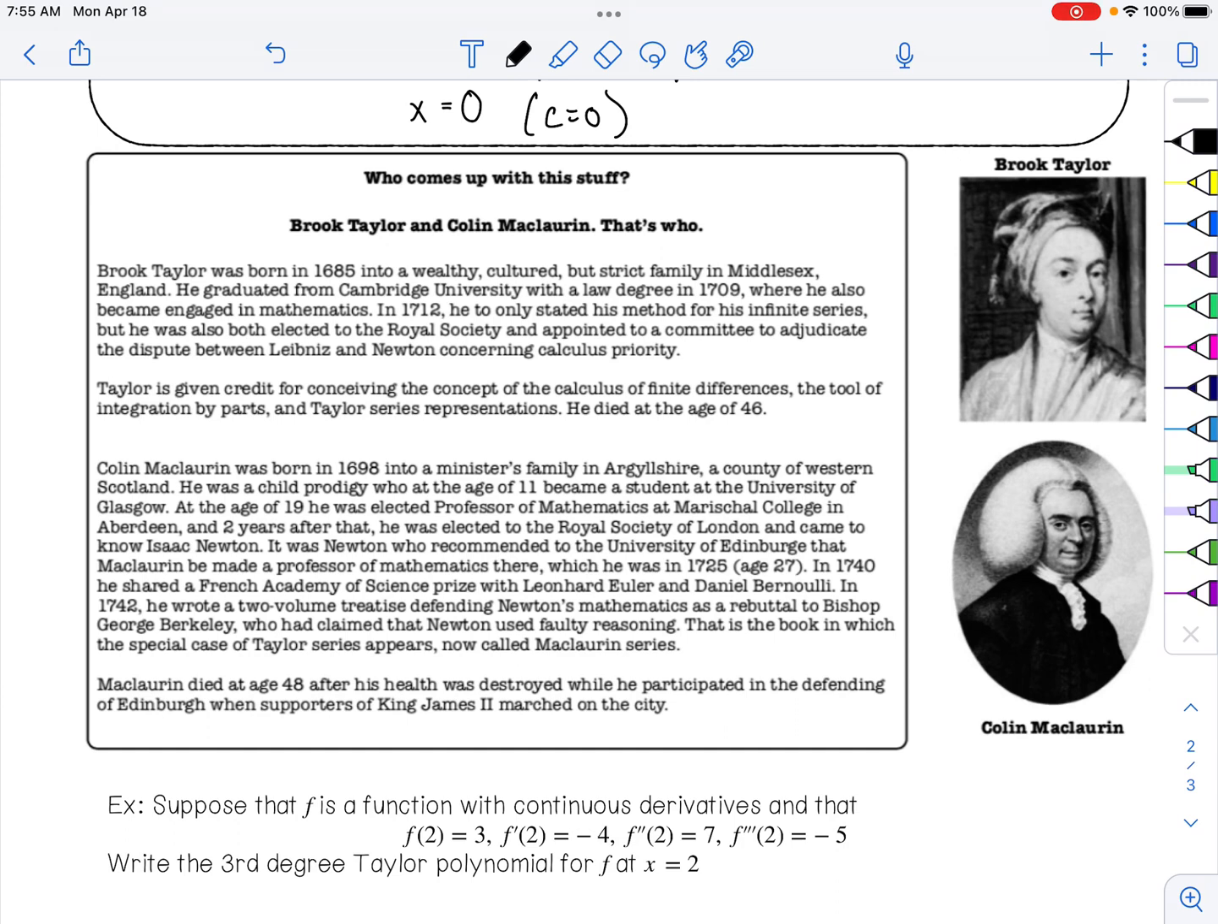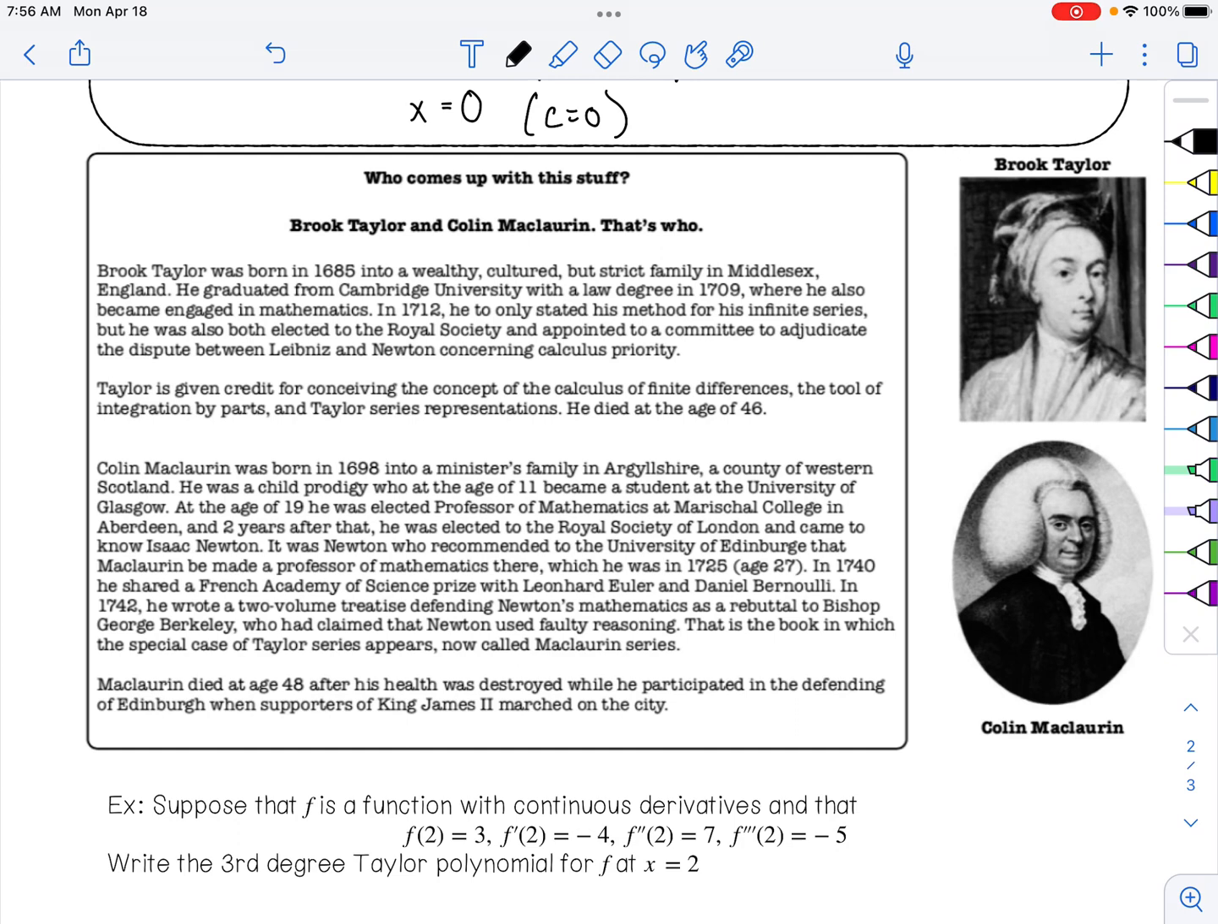And then Colin Maclaurin was born in 1698, so they were born around the same time, and he was born in Scotland. He was a child prodigy who at the age of 11 became a student at the University of Glasgow, and at the age of 19 he was elected to be a professor of mathematics. Two years after he became a professor, he was elected to the Royal Society of London and came to know Isaac Newton. It was Newton who recommended to the University of Edinburgh that Maclaurin be made a professor of mathematics there, which he was when he was 27 years old. So think about that. He was really young.